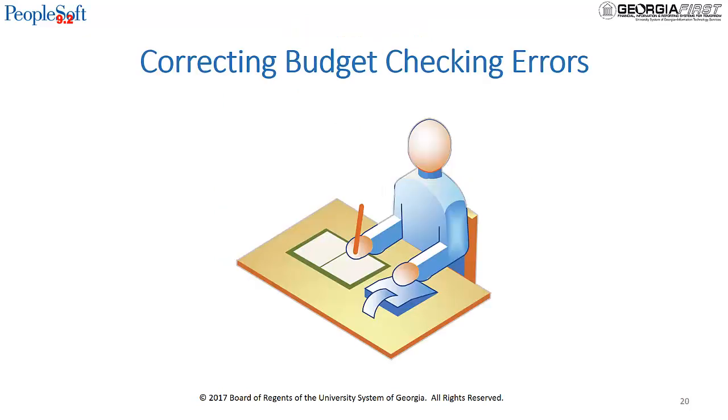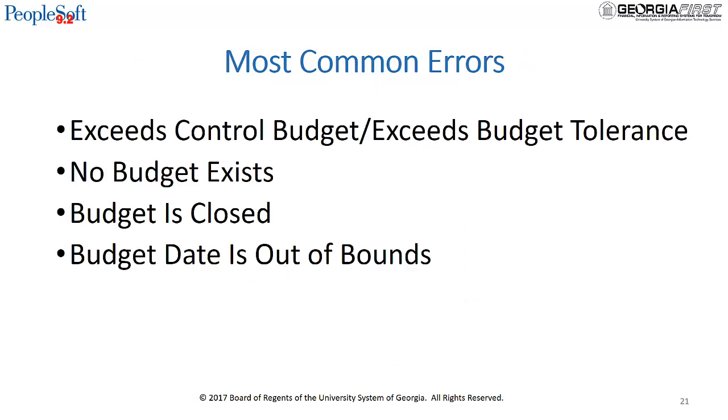Now that we know how to run budget checking and how to review budget check exceptions, let's talk about ways to correct budget checking errors. Your institution will determine who is responsible for correcting budget checking errors. Here we have the most common budget checking errors that will occur. Let's review what causes each error and what some of the more common corrective actions are.